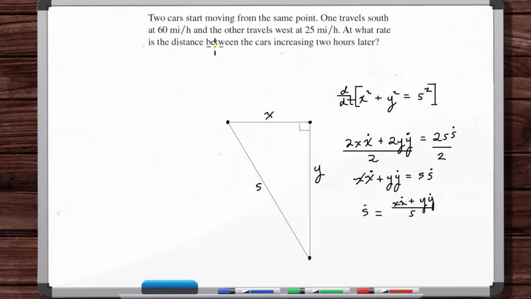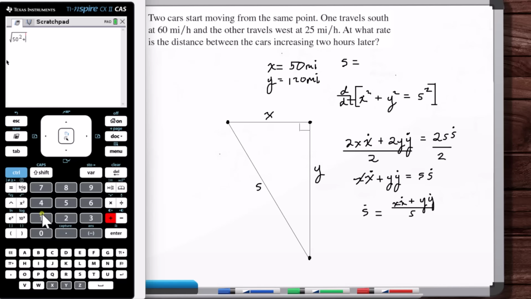Well, it's asking for s dot after 2 hours. So we can say 60 miles an hour times 2, 25 miles an hour times 2. x is 25 miles an hour times 2 hours, which is 50 miles. y is 120 miles. s is just the square root of this squared plus this squared, 130 miles.